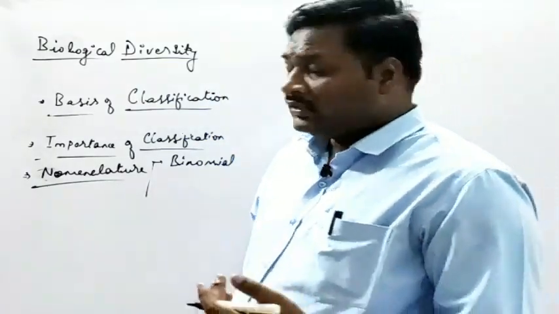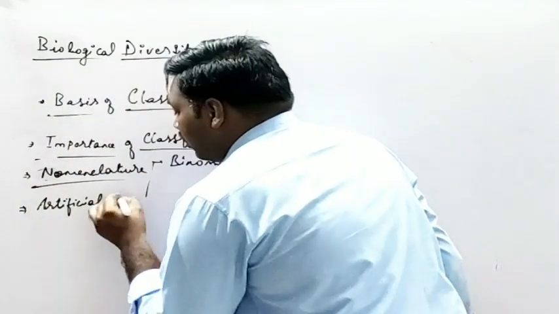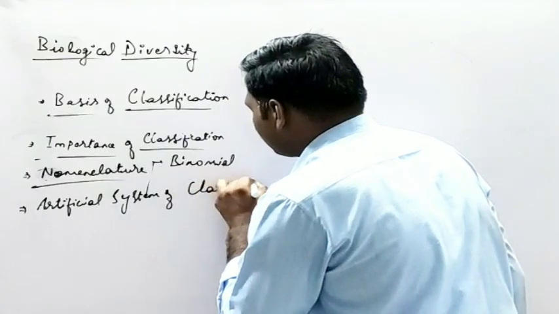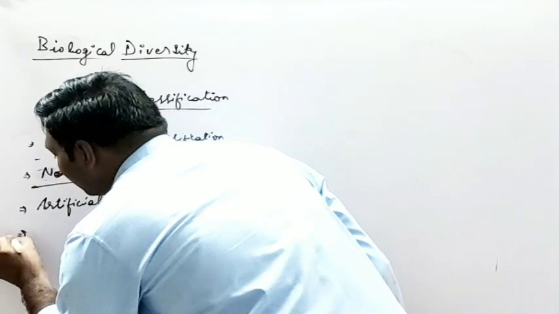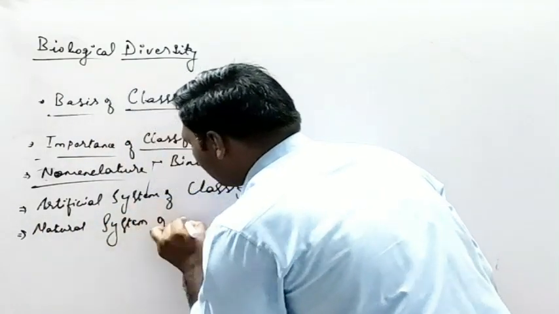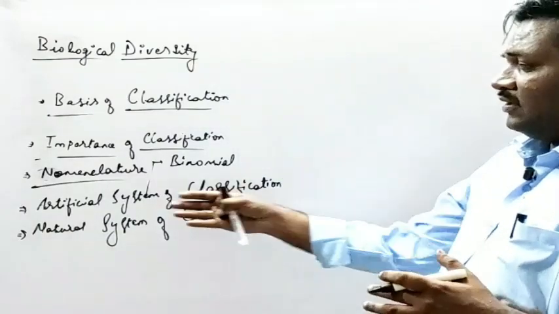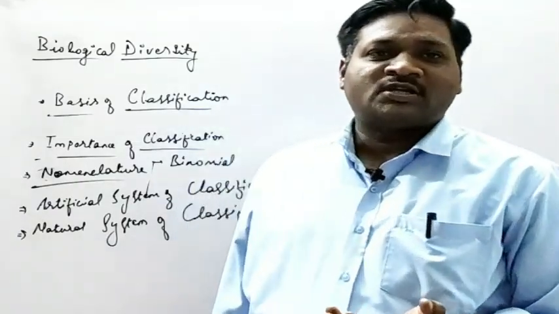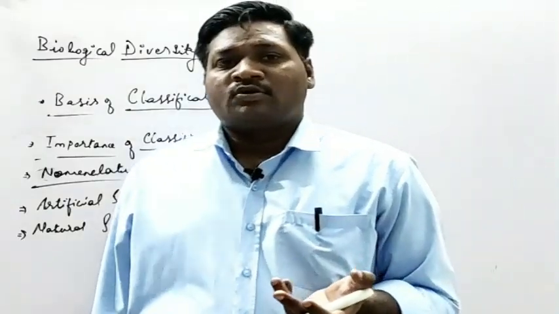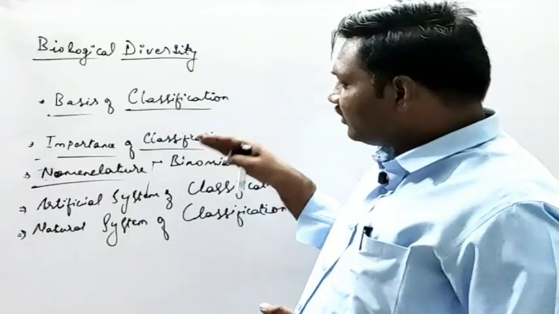Then we are going to discuss the artificial system of classification, and then the natural system of classification. Then we will go for biological classification. Basically, biological classification includes the classification of plants, kingdom Plantae. Then we will discuss kingdom Animalia in detail, and with that we will also discuss kingdom Monera, kingdom Protista and kingdom Fungi. That is what we are going to study in this chapter.